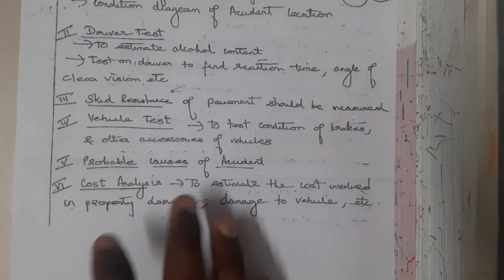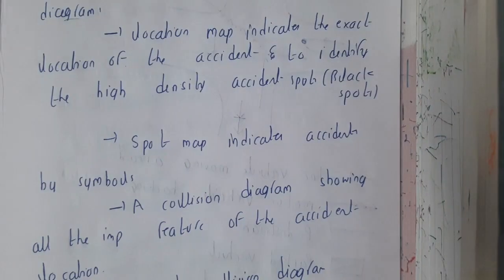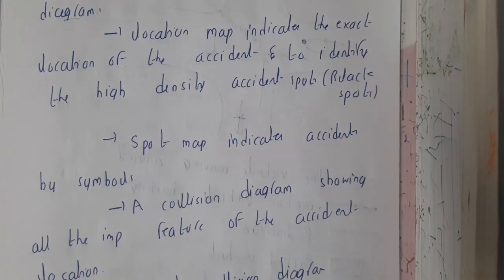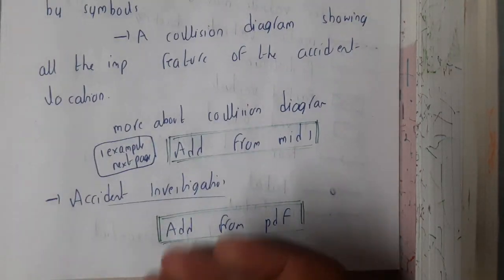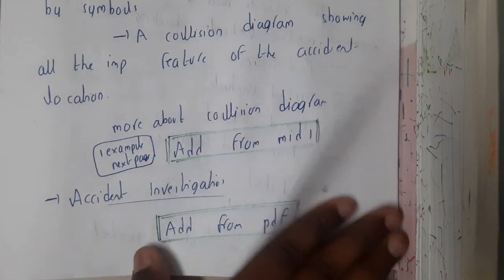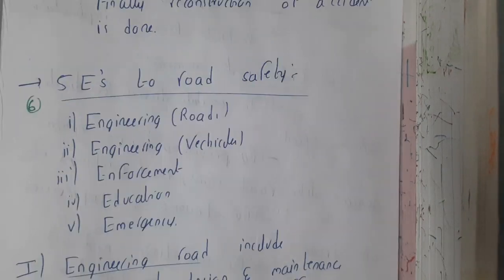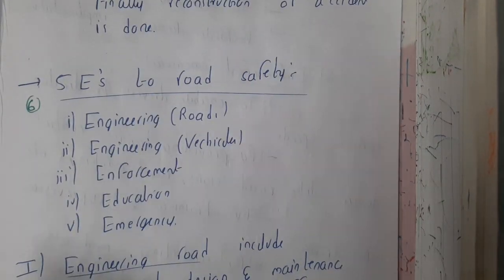Basically, here we first create the report, guys. Once you have created the report, you move on to records, where you create the collision diagrams and all those things. After that we move on to the accident investigation. That's all we have discussed in this lecture, guys, and I hope everyone got some basic idea.